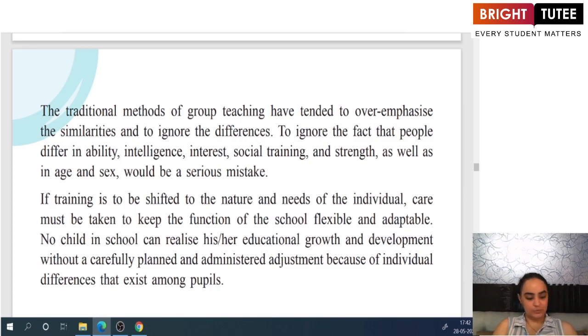So, my dear students, I'm going to pause here now. And in my next lecture, we'll discuss the special children or the differently abled children.